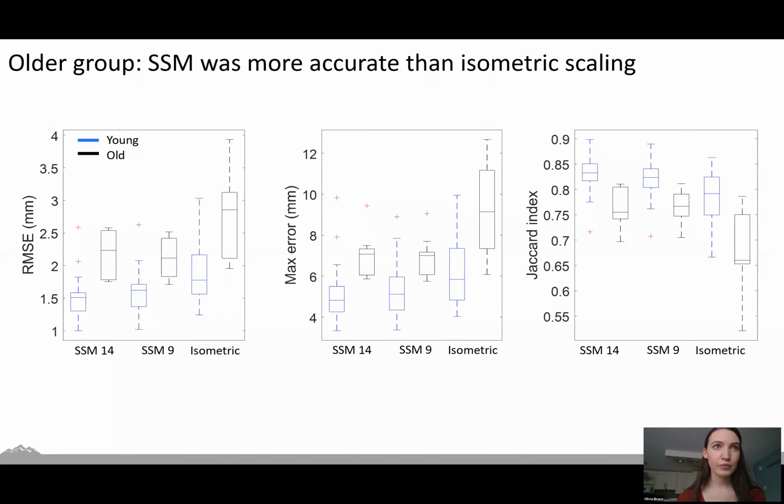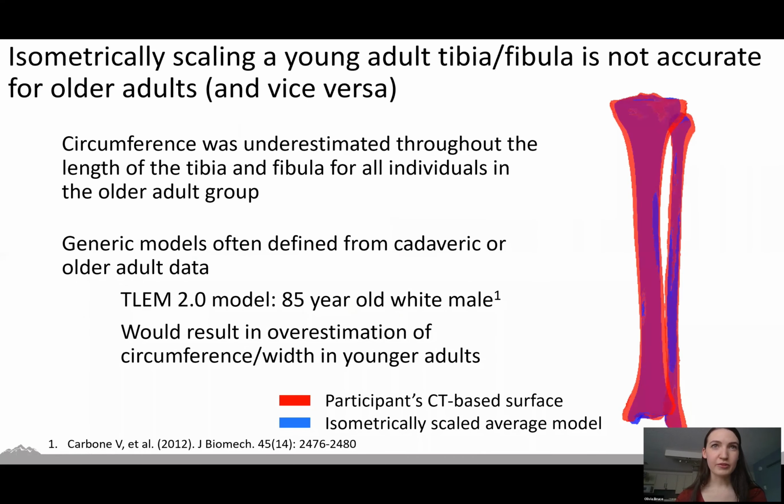So one of the reasons that isometric scaling performed quite poorly is that circumference was underestimated throughout the length of the tibia and fibula. The figure on the right shows the participant surface from the CT in red, and underneath that in blue is the isometrically scaled average model. This image is very typical of what I saw across all 10 of my participants in the older group. This could be explained in part by periosteal expansion, the outward expansion of the periosteal surface over time with age.